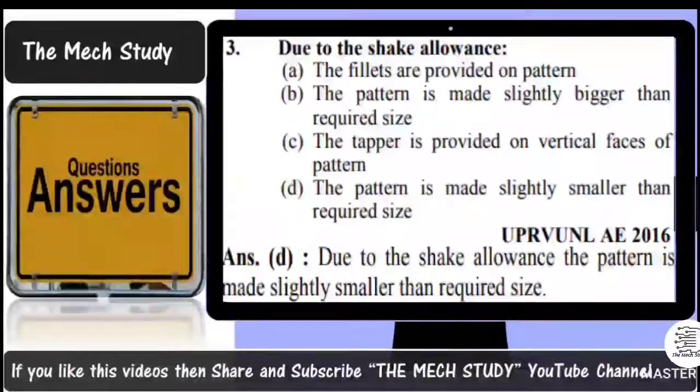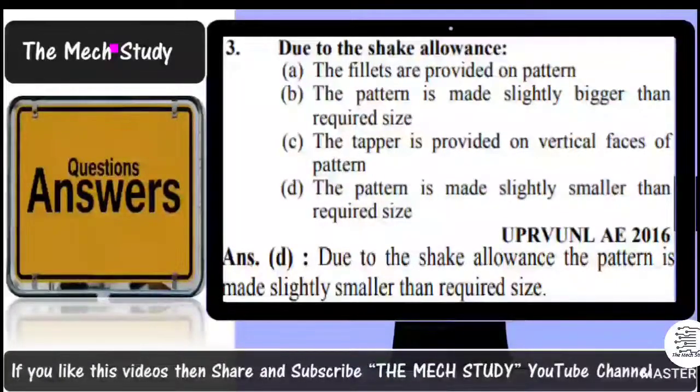Going with the next question. The third one is: due to shake allowance, option A, the fillets are provided on a pattern; option B, the pattern is made slightly bigger than the required size; option C, the taper is provided on vertical faces of a pattern; and option D, the pattern is made slightly smaller than the required size.